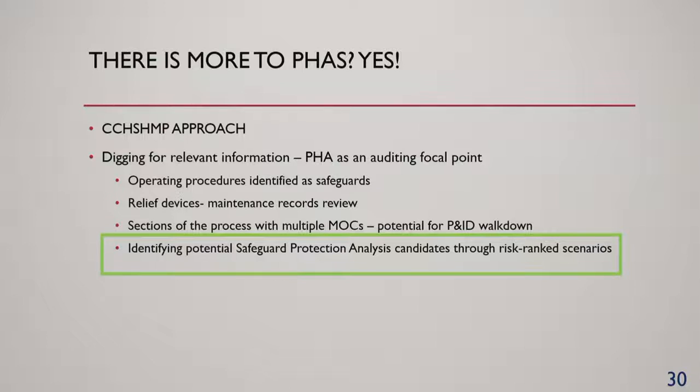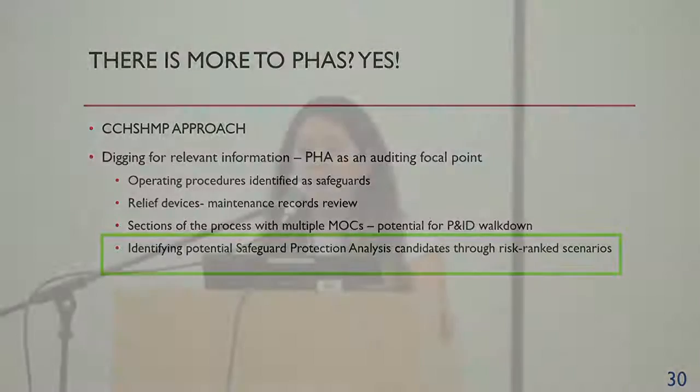So we did an evaluation at the beginning of the class, wanting to know how many people wanted us to dive into Program 4 stuff, and there was just a couple of people that this is relevant to, so I will go through this a little bit. I know if you attended Michael and I's Program 4 training, you've already seen this, but I did want to mention that in addition to everything else I've talked about, for a Program 4 facility, the PHAs can also help you identify potential safeguard protection analysis candidates through the risk rank scenarios.